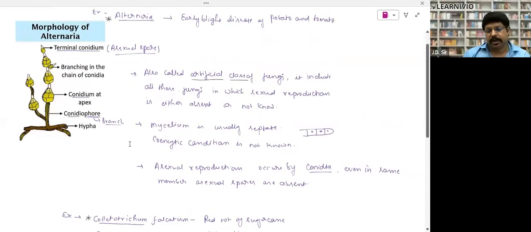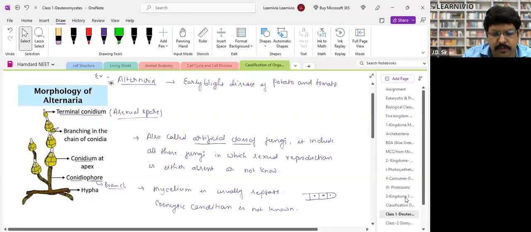Tell me, Kritika, clear or not? Yes, sir. You are noting down all the questions. I'm noting it down. Yeah. When you solve the previous year question papers, you will find that they are the frequently asked questions. But I am telling you. Yes, sir.